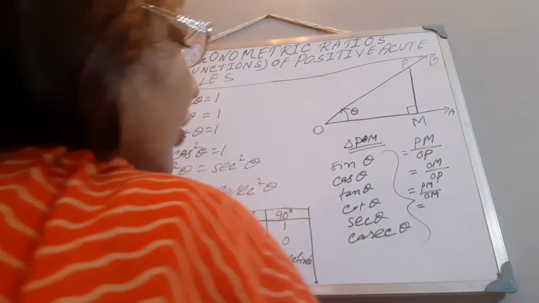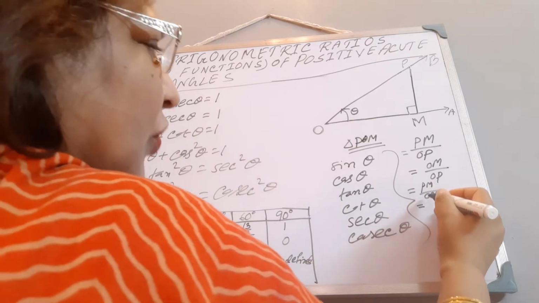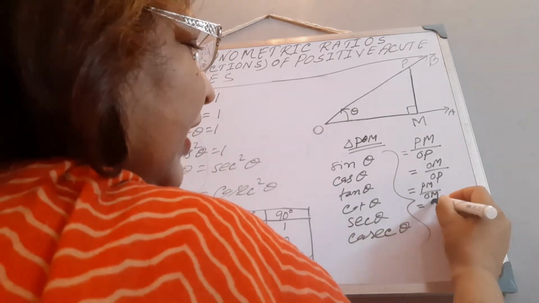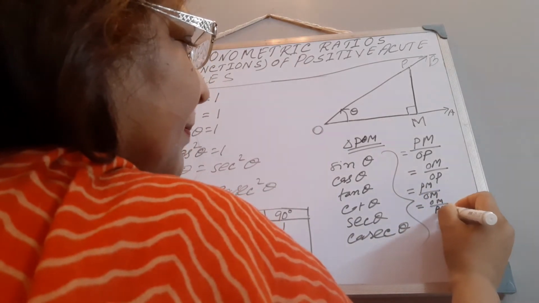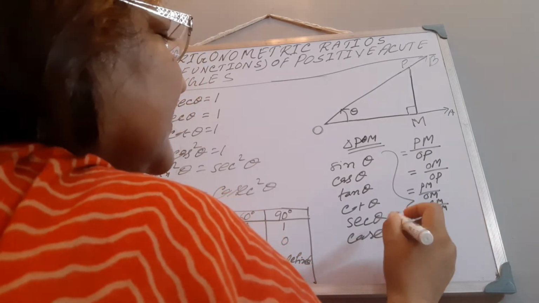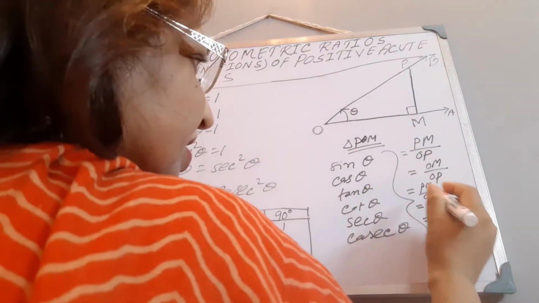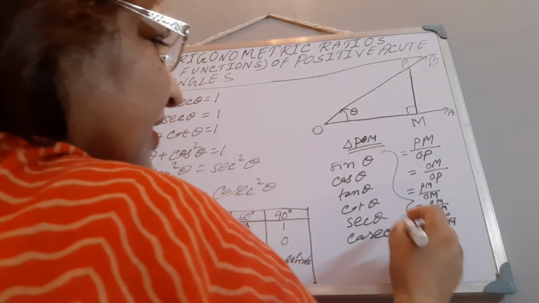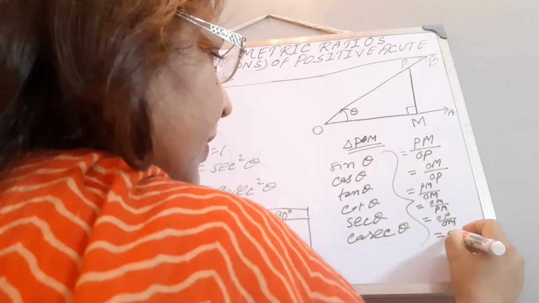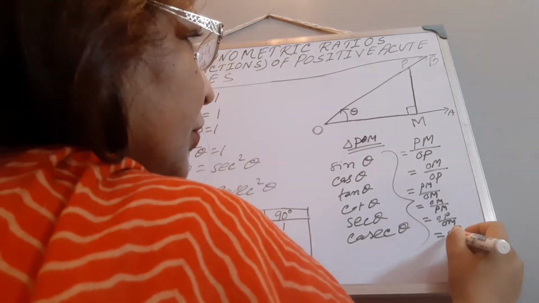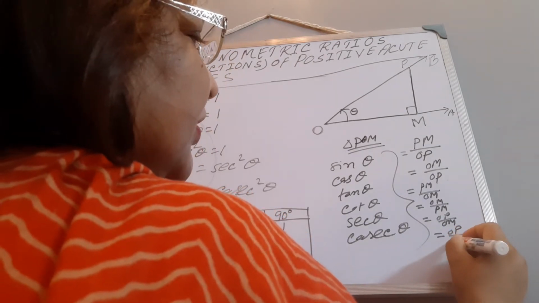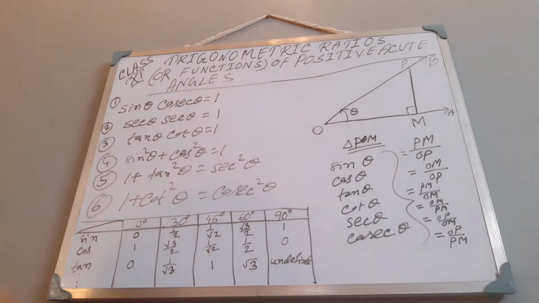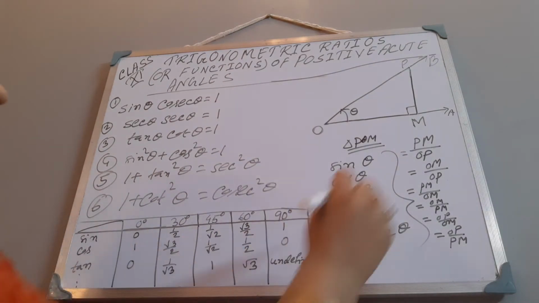And cot theta is the reciprocal of tan theta, so it will be OM by PM. Sec theta is the reciprocal of cos theta, so it will be OP by OM. And cosec theta is the reciprocal of sin theta, so it will be hypotenuse OP by perpendicular PM. These are actually the ratios of lengths.